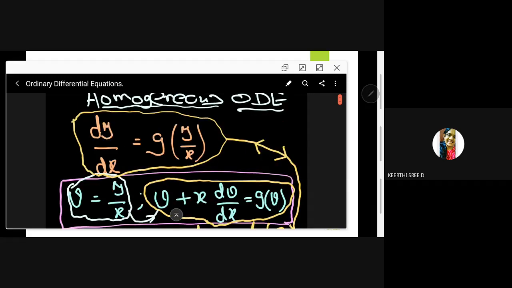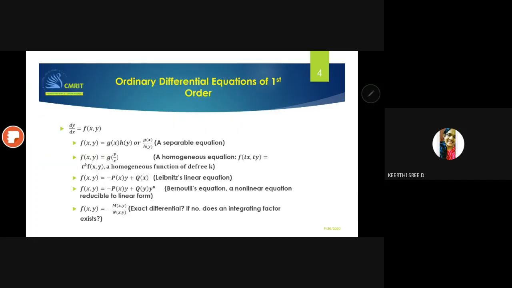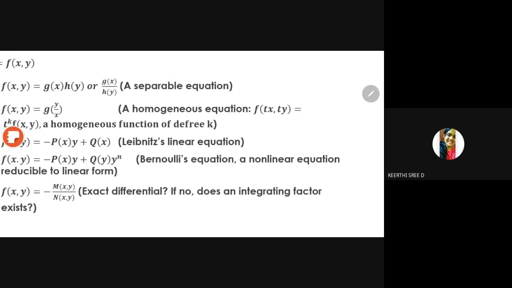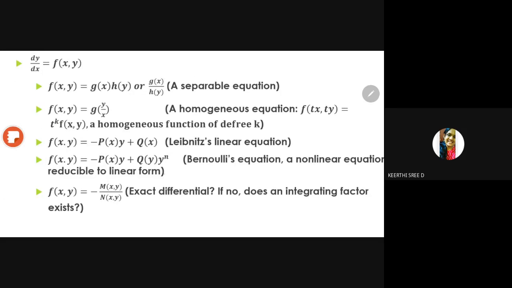Again, here we clearly told what a homogeneous equation is. Homogeneous means f of x,y can be viewed as a function of y by x, and f of tx, ty is t power k into f of x,y. You need to check that. If that is the case, then it is called a homogeneous equation.